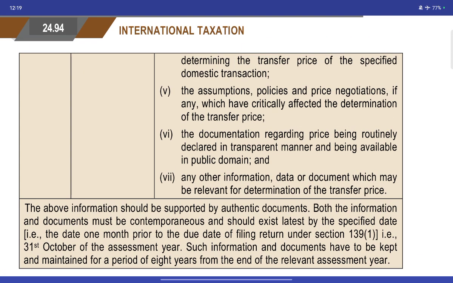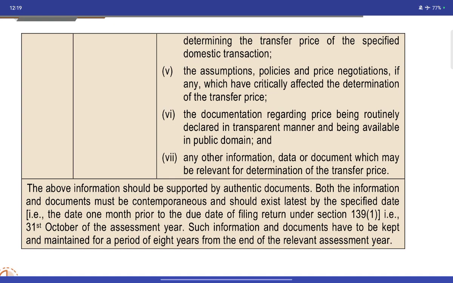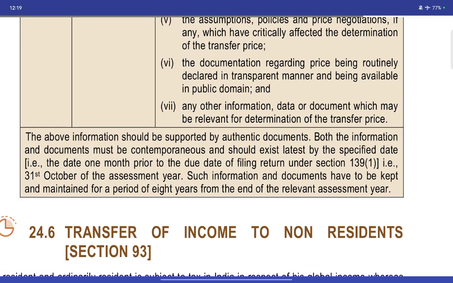So, determination of transfer pricing of the specified domestic transaction. The assumptions, policies, and the price negotiation would be critically affected by a determination of transfer pricing. Documentation gauging the price, which is a routine declaration, in a transparent manner, and being available in the public domain. Any other information, data, and documents which will be relevant to the determination of transfer pricing.